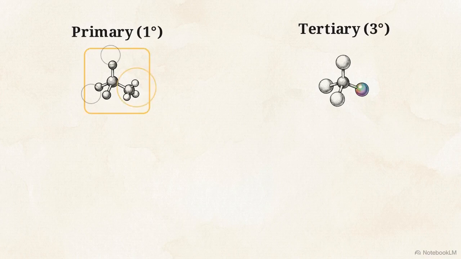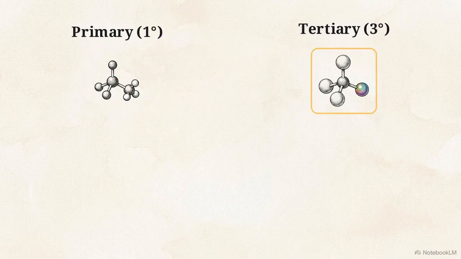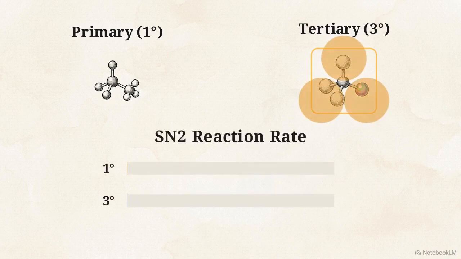The primary carbon is attached to only one alkyl group. With only small hydrogen atoms occupying the other bonds, the central carbon is relatively exposed. The tertiary carbon is surrounded by three bulky alkyl groups. These substituents physically encase the central atom.